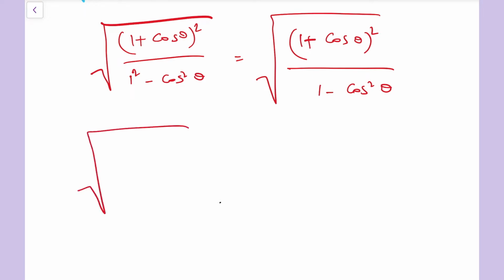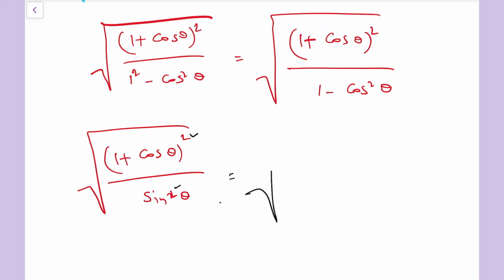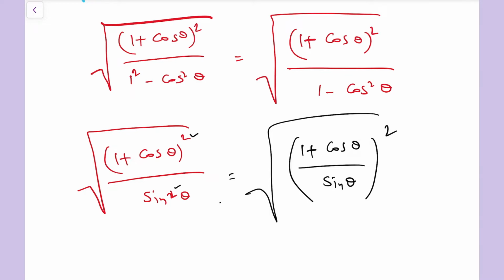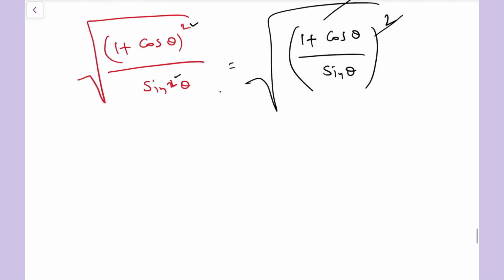Again writing the numerator part as it is, 1 plus cos theta whole square divided by, what is 1 minus cos square theta? That is sin square theta, from the first identity. Now if you observe, in the numerator we have a square and in the denominator also we have a square, so that can be written as (1 plus cos theta by sin theta) whole square. Here the square will get cancelled. Then let us write what is remaining: 1 plus cos theta divided by sin theta.